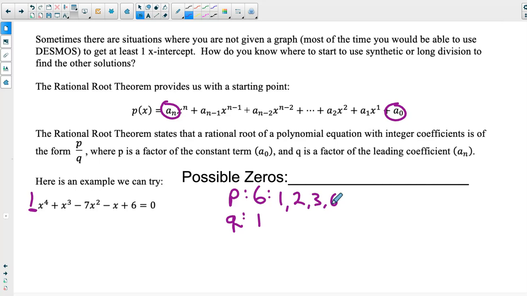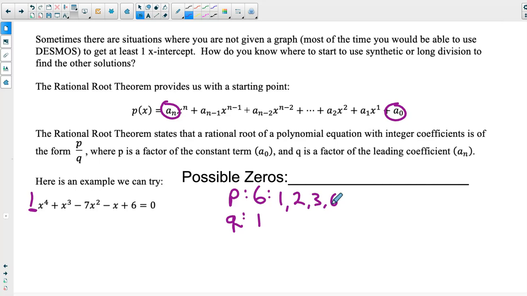But I also want you to realize for 6, it's not just 2 and 3. It's also negative 2 times negative 3. So we're going to have a bunch of plus or minuses. So I have possible zeros. And on your test, that is 1 point on your test. Can you just tell me the possible solutions?